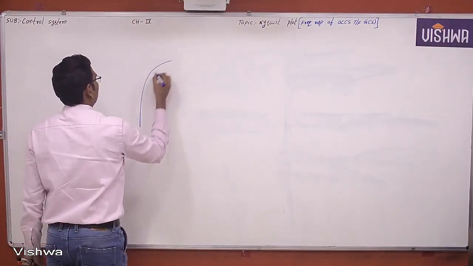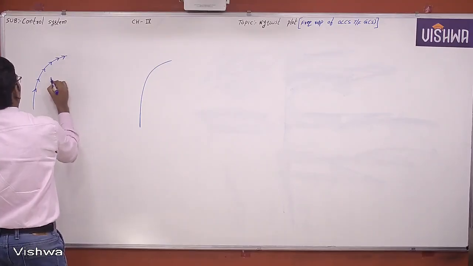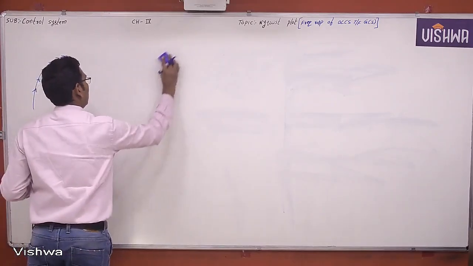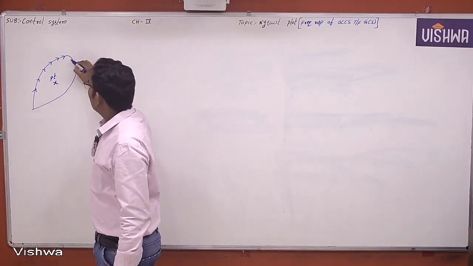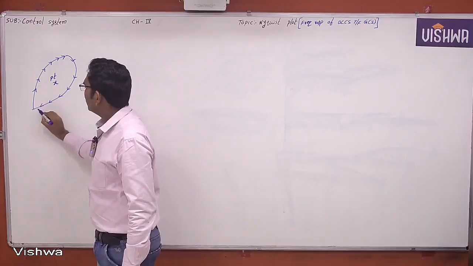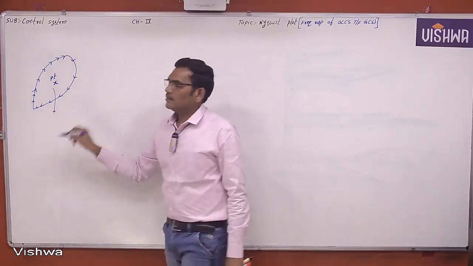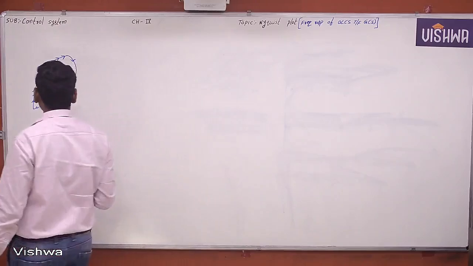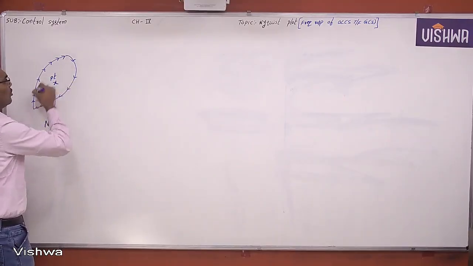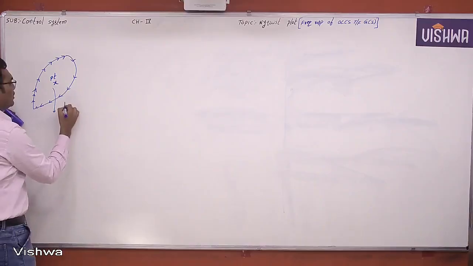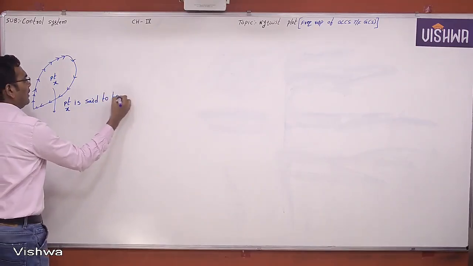Now see here. This is the path, and this is a point X. If this path is a closed one, then this point X is said to be encircled.